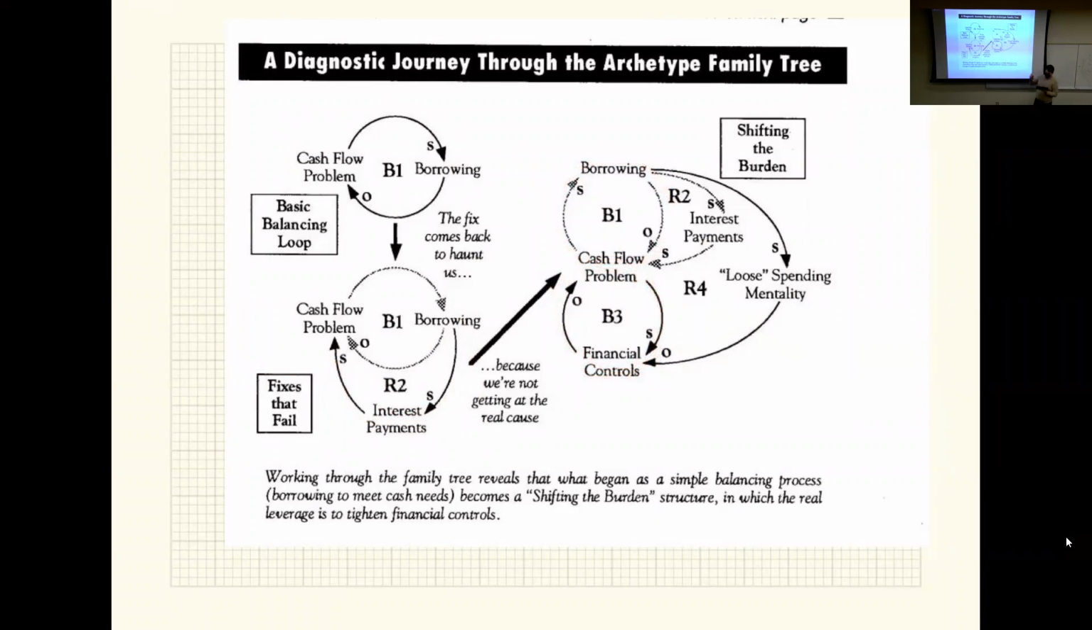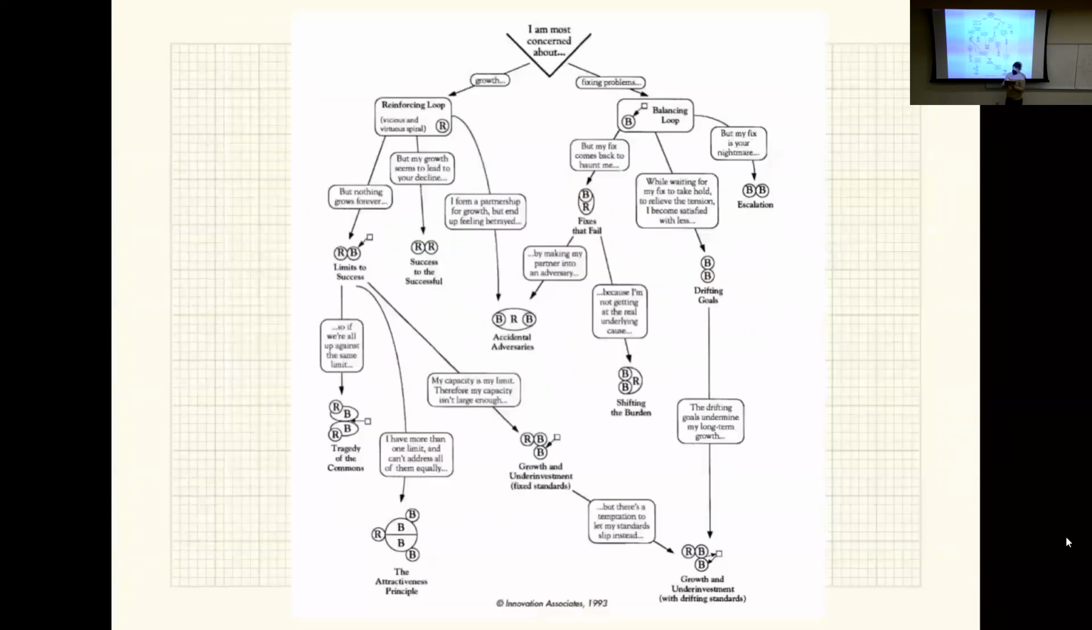So any questions on that? Does this image make sense? And we can trace it down through here. So balancing loop here, fixes that fail here, shifting the burden here. We're just following down through this tree.